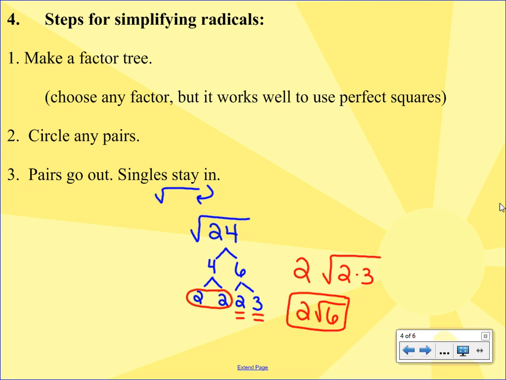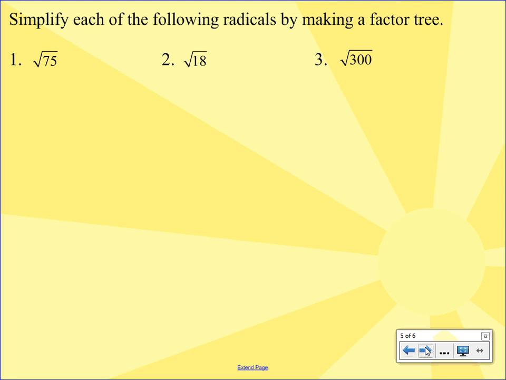Okay, so that's the basic process. Let's practice a few more examples. So our first number here is 75. I think most people would think of 3 and 25. And then 25 will break down to 5 and 5.